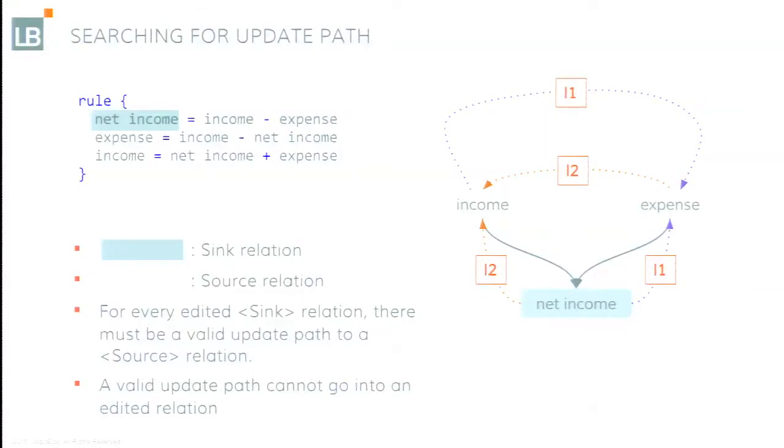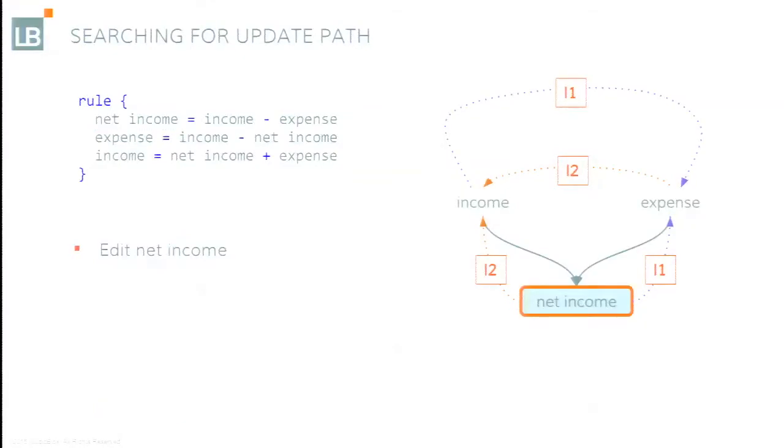This is basically, the order of these rules is the user's way of telling us, use the expense update if you can. Otherwise, do the income update. So let's see when we actually have to use one versus the other. Well, if we just edit net income, then both of these paths are valid, right? Because neither of them will try to edit the value that I already edited. So let's just pick I1.